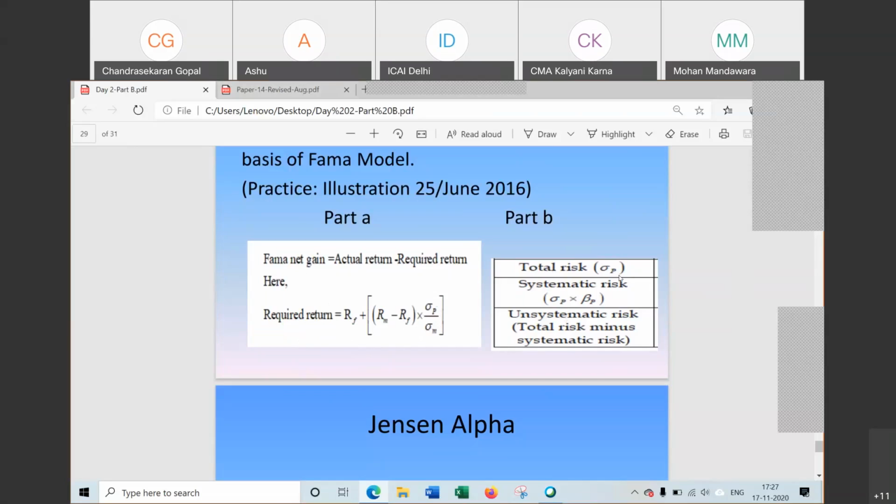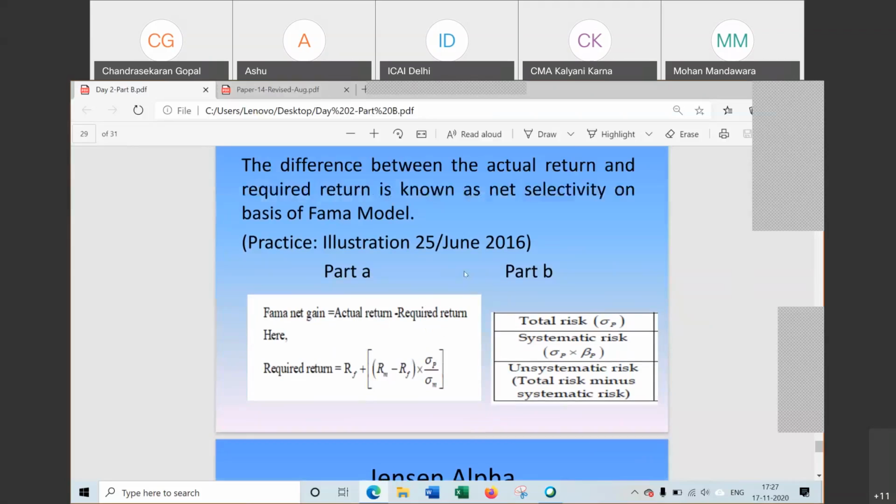Now total risk under Fama net selectivity. How to find total risk with the help of the standard deviation approach? Total risk is standard deviation. Systematic risk is standard deviation multiplied with beta, and unsystematic risk is total minus systematic risk. So question number 25, same type of question in June 2016.